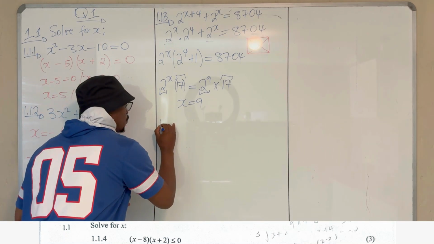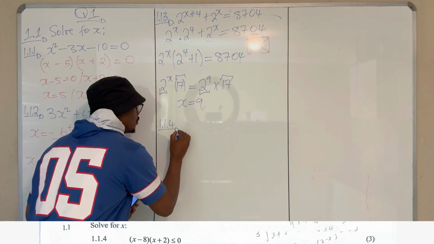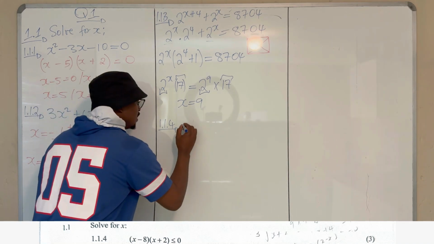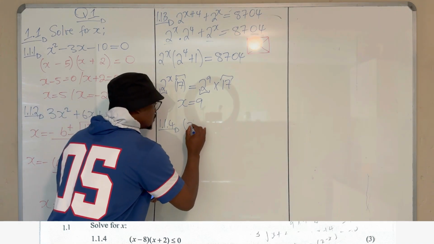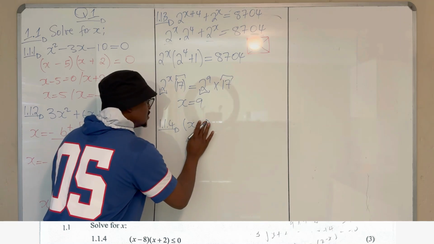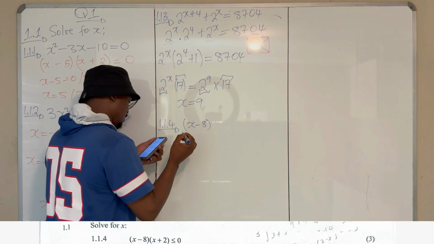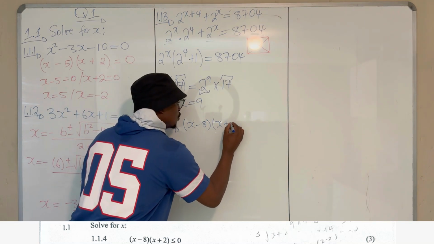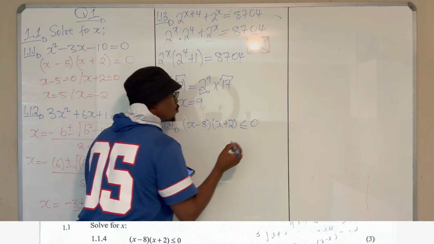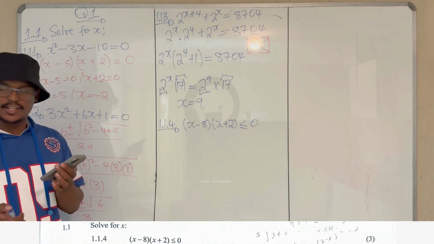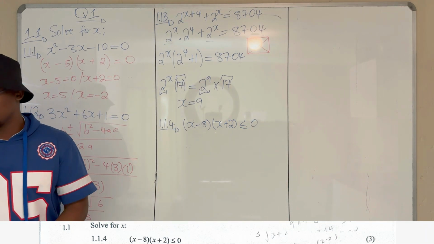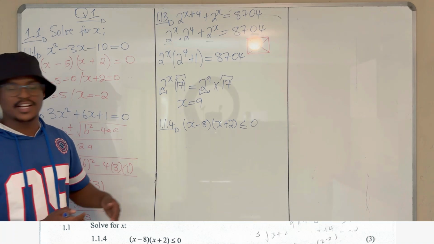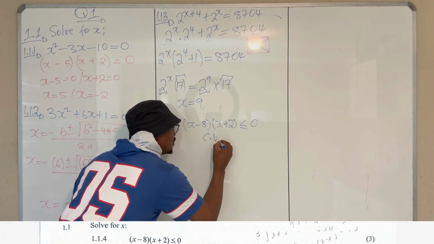So that's question 1.1.4. What are they saying at 1.1.4? You're given two brackets here, your x minus 8 times your x plus 2. They're saying they want the values where this is less than or equal to 0. It does not get easier than this, just find your critical values.